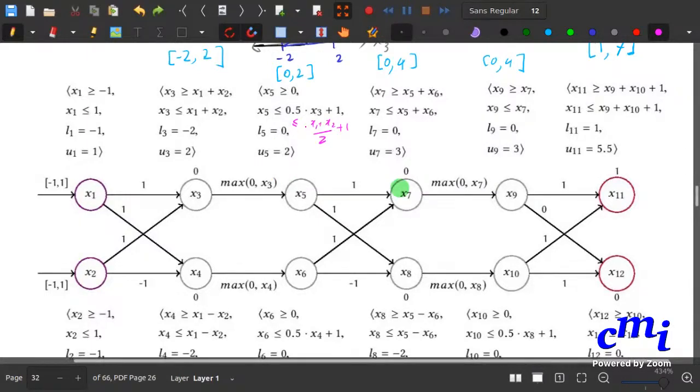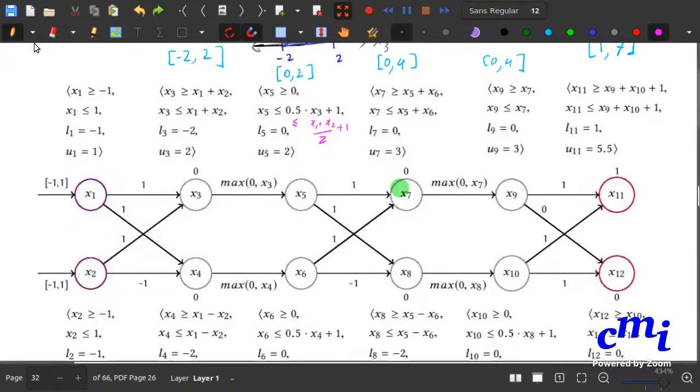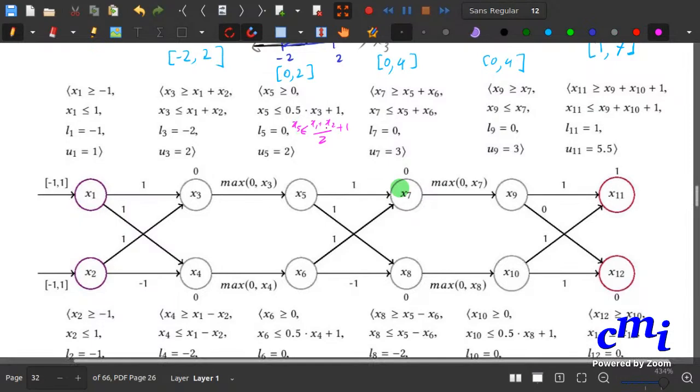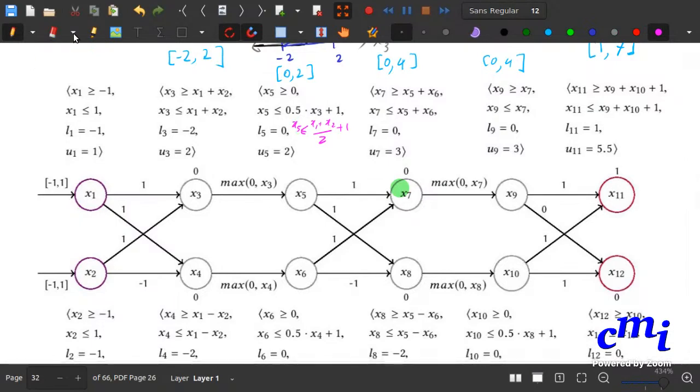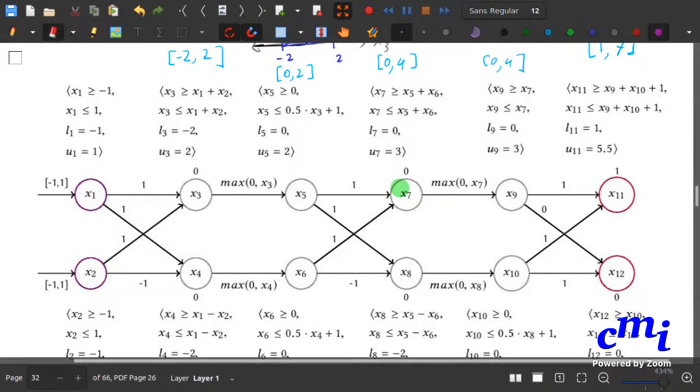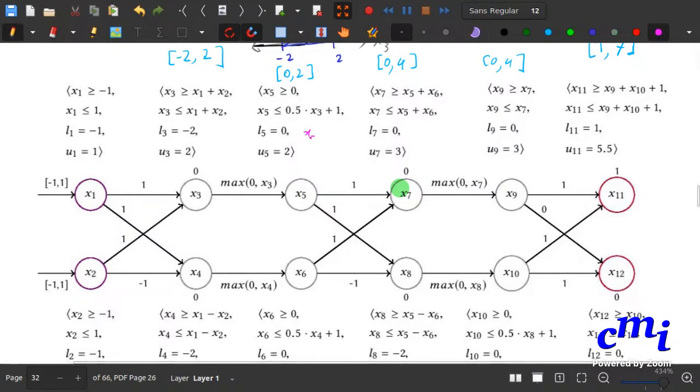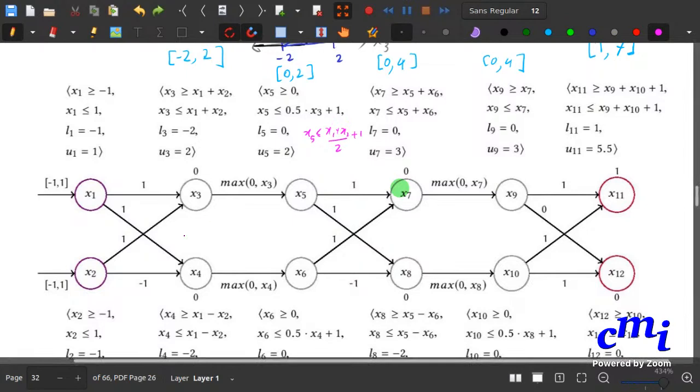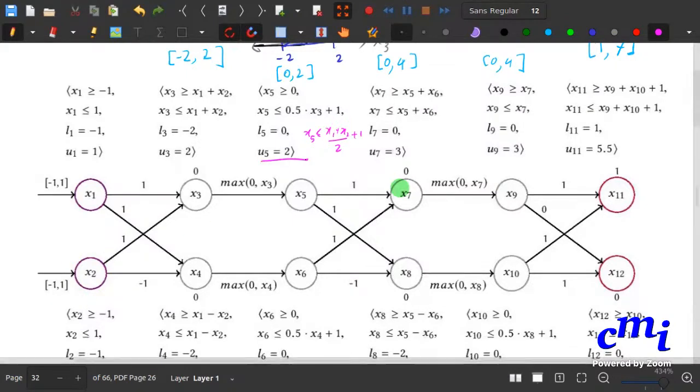So x1, again, the concrete lower and upper bounds are minus 1 and 1, right? So to calculate the concrete upper bound with respect to this expression, we have to substitute 1 for x1. And similarly, we have to substitute. So maybe let me just make this a little bit bigger. Yeah. So we have to substitute 1 here. And similarly, we have to substitute 1 here because again, this guy is between minus 1 and 1. And what we get is a concrete upper bound of 2.